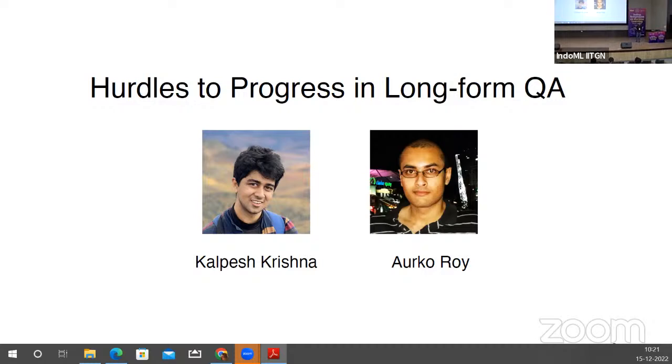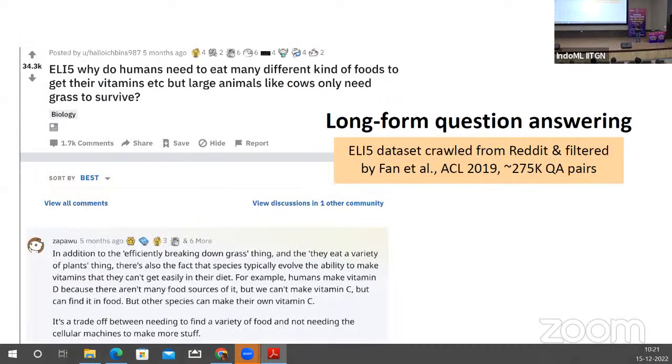The models here are not actually very important. What I do want to highlight is some challenges with collecting a data set and evaluating this task. So this task of long-form question answering involves getting a question like, why do humans need to eat many different kinds of foods, but cows only need to get grass to survive? And you want a model to generate some sort of multi-paragraph long answer to this question. So there's a data set that is crawled from Reddit that the community uses to work on this problem.